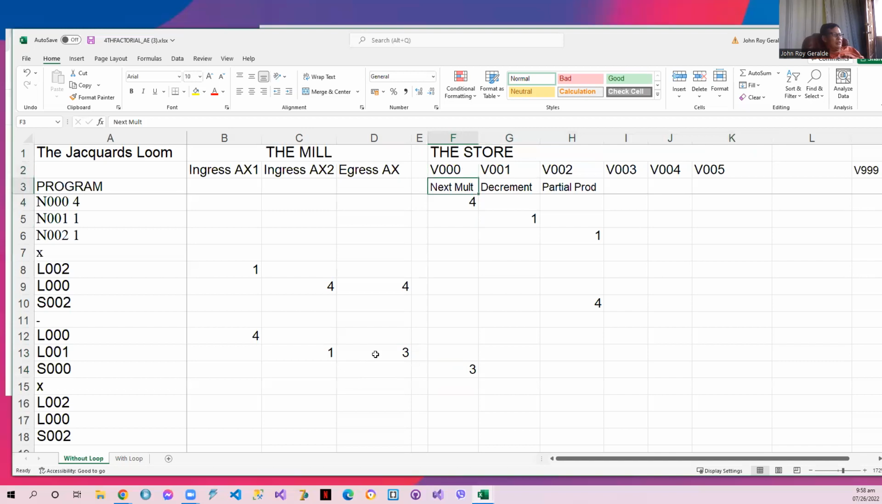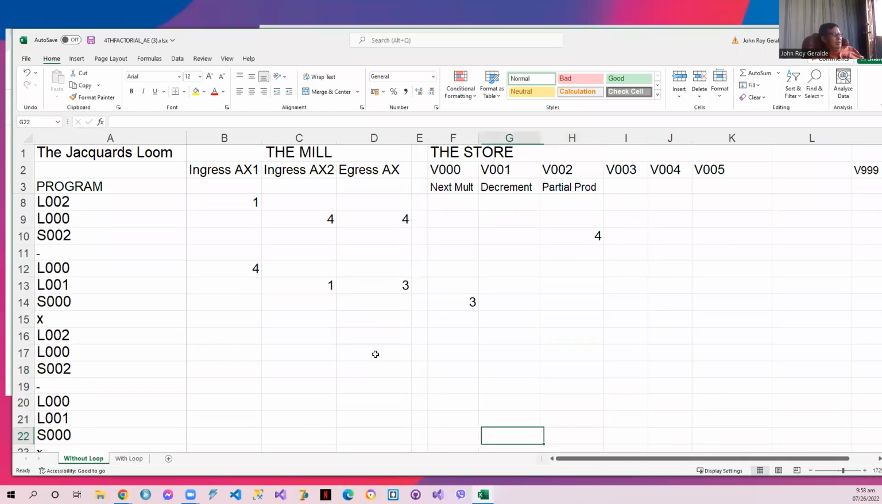Remember, our first multiplier is 4. The next multiplier is 3. Our first partial product is 1. The next partial product is 4. Do you follow? Any questions?